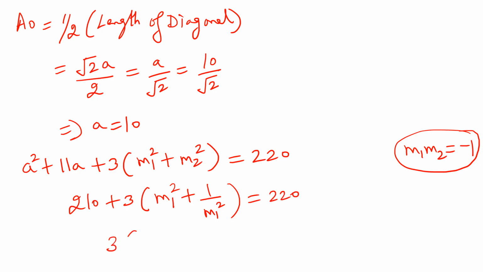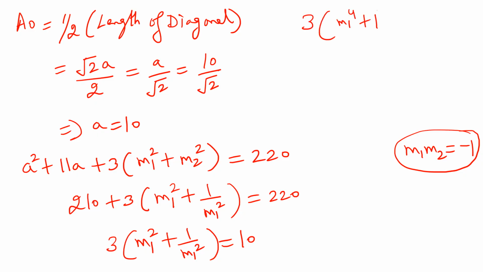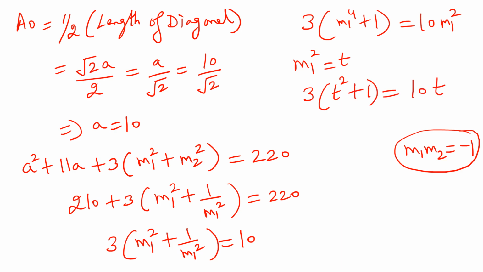Now just simplify this equation. It becomes 3 times M1 square plus 1 upon M1 square equal to 10. Now it further becomes 3 times M1 to the power 4 plus 1 equal to 10 M1 square. Now students, just put M1 square equal to T. Now this equation gets converted into a quadratic equation in terms of T. And that is 3 times T square plus 1 equal to 10T. Now just solve this equation to get the value of T and hence the value of M1.